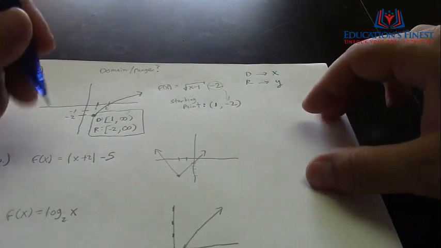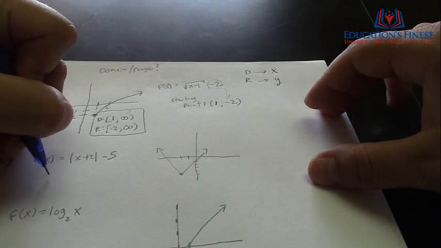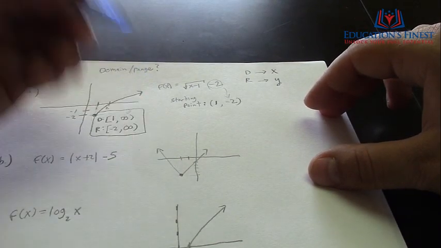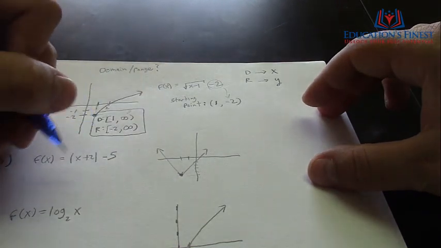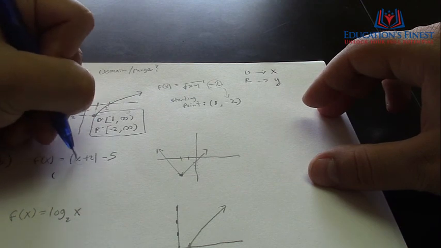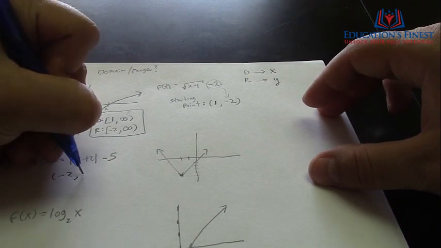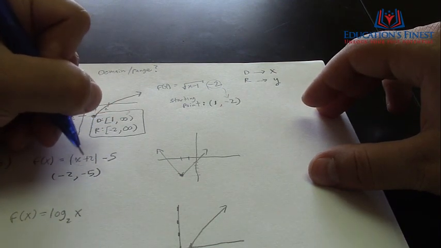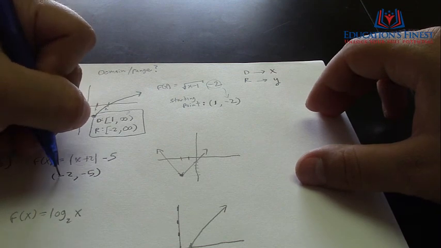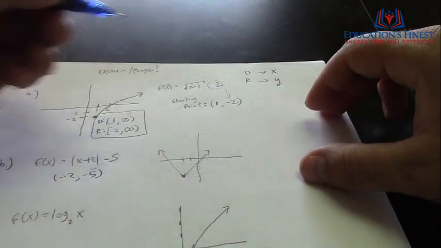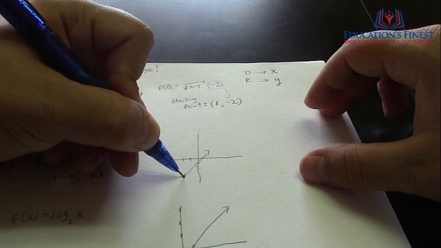I promise. So for this guy, to find your lowest point here, the cusp of the V, what you're going to do again is take the opposite of what's inside here. So -2, comma, and then exactly what's outside. If it's inside the parentheses, or the absolute value, it's going to be opposite. So instead of a +2, it's a -2. And then this -5, you just plop right there. And that's this point here. That's how we got that. So (-2, -5), down 5.